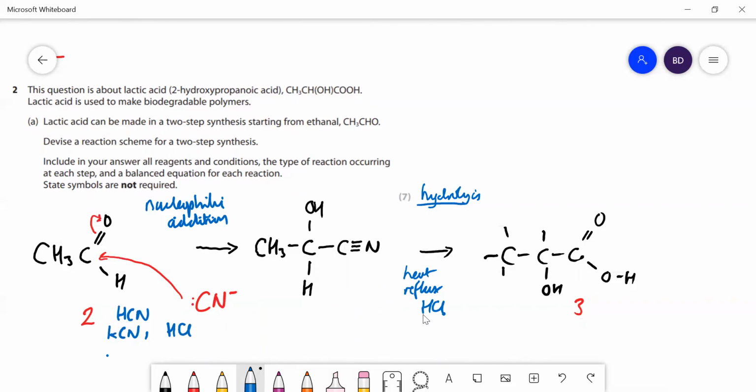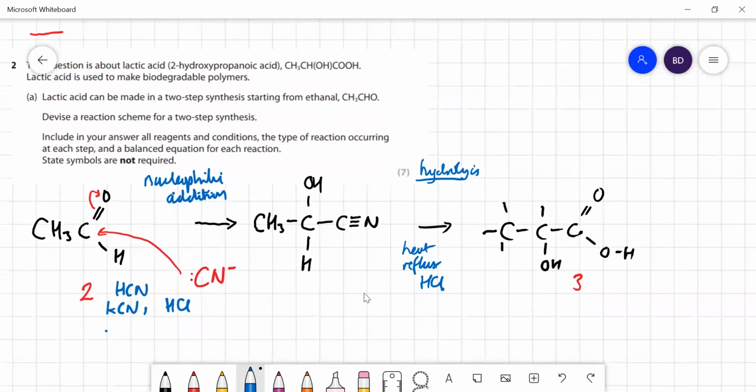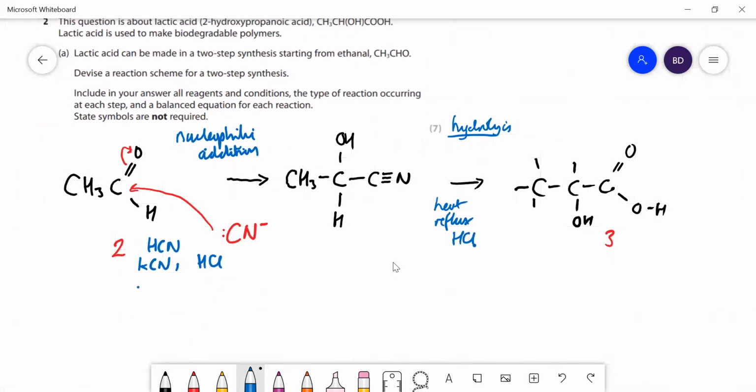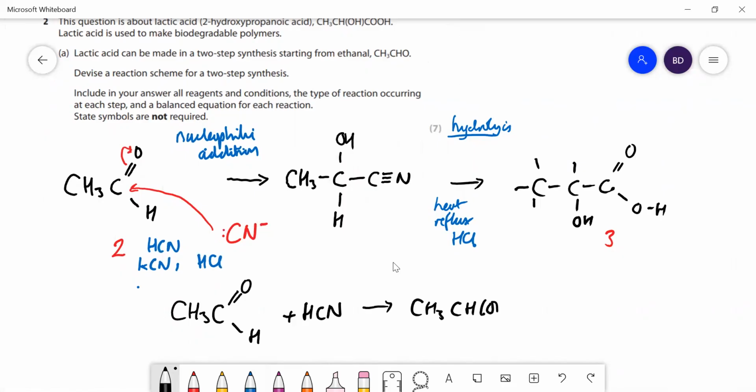You need a balanced equation for each reaction. So let's do the balanced equation. 7 marks, a lot of marks for this question. Right, so we're going to have this plus HCN goes to CH3CHOHCN. That's balanced, that equation. Don't need to do anything there.